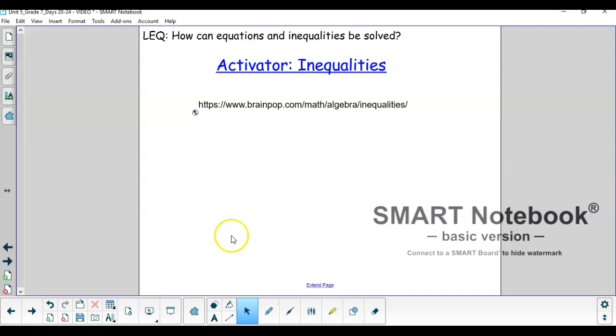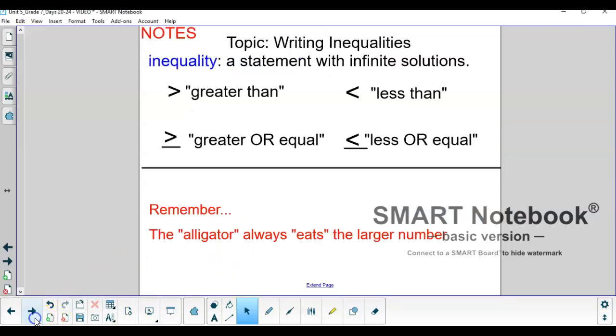All right, so that video again did a great job of setting the stage for what we're going to be going over today. So a couple of notes to put down. Anything that's missing on your paper, make sure that you're writing down. Inequalities are a statement with infinite solutions. Last week when we did equations, there was only one answer that could make that equation true. In an inequality, any number that is greater than or less than that number, or greater than or equal to, or less than or equal to that number, would be a possible solution set.